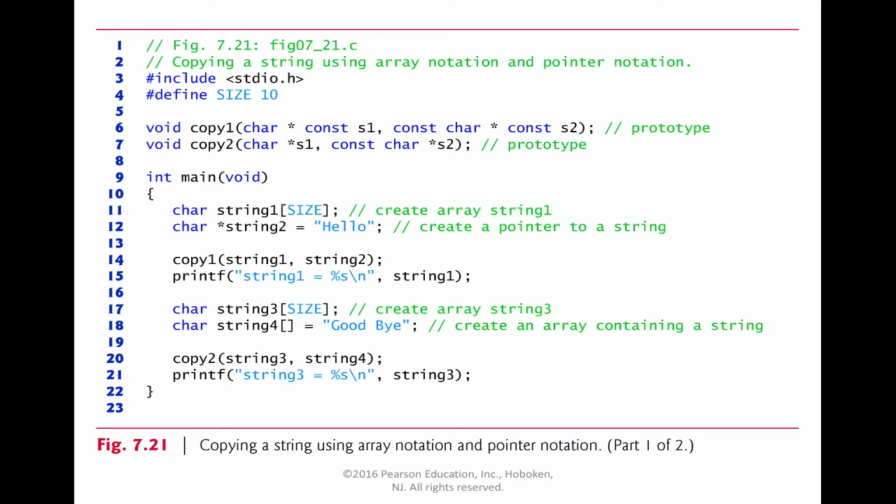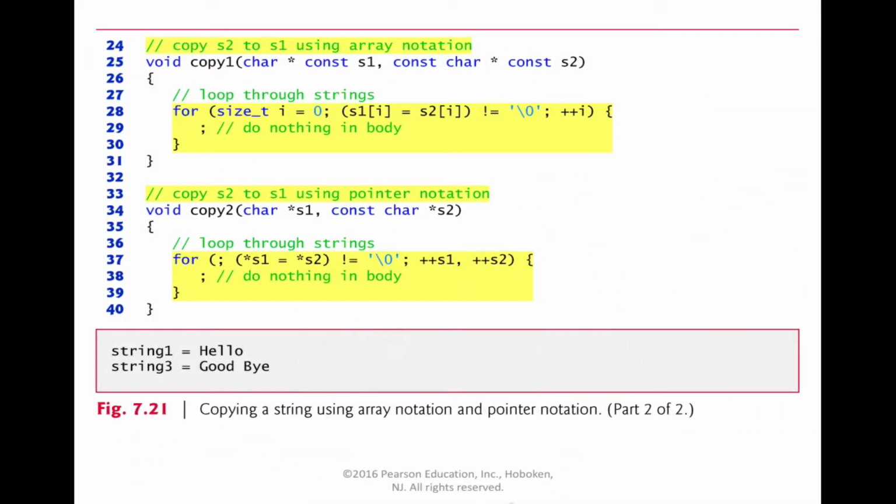We've got two constant character pointers. And then in the second one, we've got a character pointer and a constant character pointer, or a pointer to constant character data. So we're going to make a string that says hello, and we're going to copy it from string 1 to string 2. Then we're going to create a string 3 that says goodbye, and we're going to copy that from string 3 to string 4. So let's take a look at how that works.